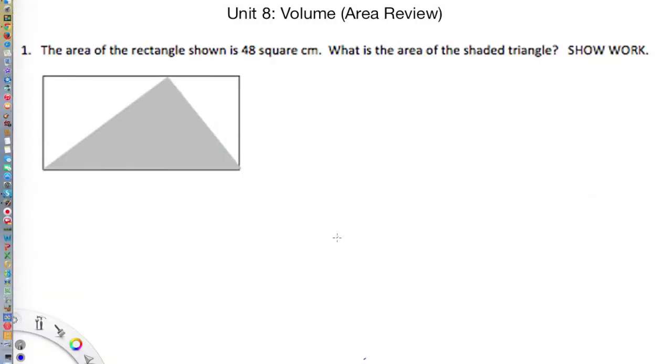Boys and girls, let's look at our area practice or review worksheet. Let's go to number 1. It says the area of the rectangle is 48 square centimeters. What is the area of the shaded triangle? Show all work. Well, I know that area is equal to base times height. I know that the area is 48 centimeters squared. What I don't know is what the base and the height are.